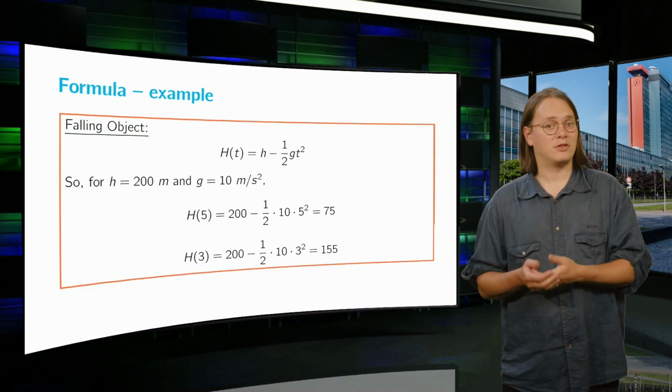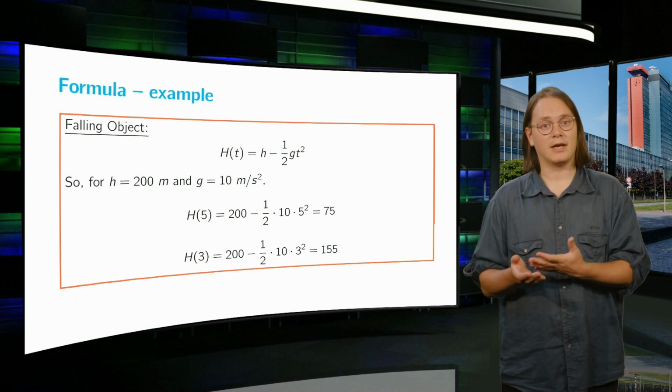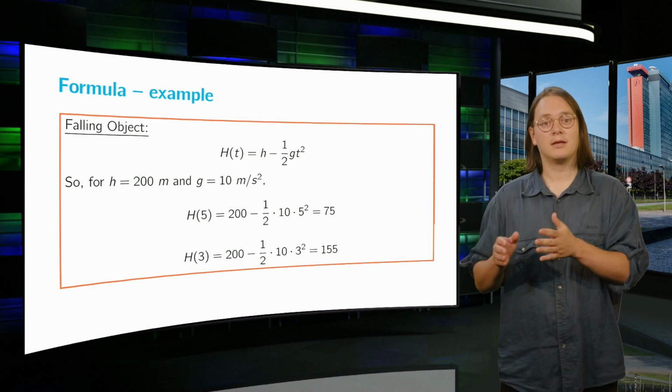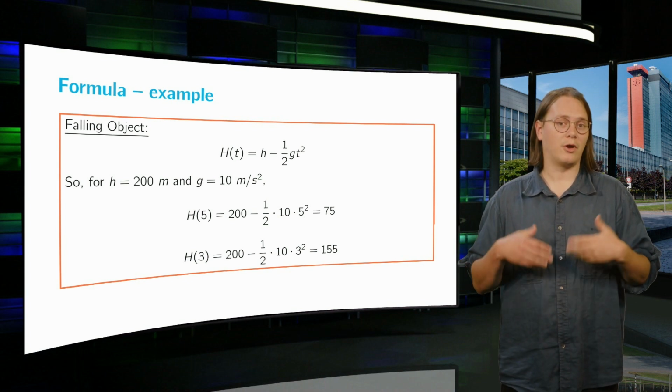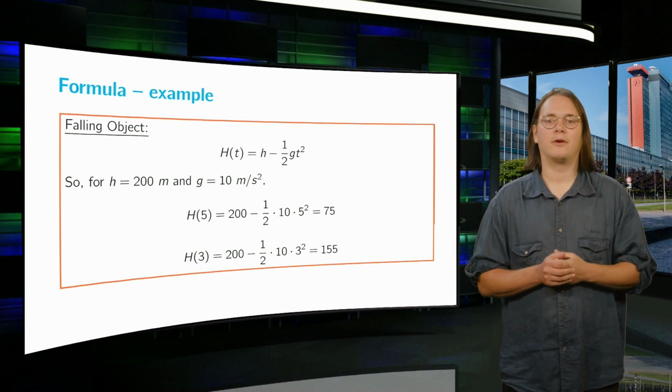We can find the height at some other time just as easily. For instance, the height at time t equals 3 seconds is equal to 200 minus 1/2 times 10 times 3 squared, which equals 155 meters. We will use functions many times throughout the course.